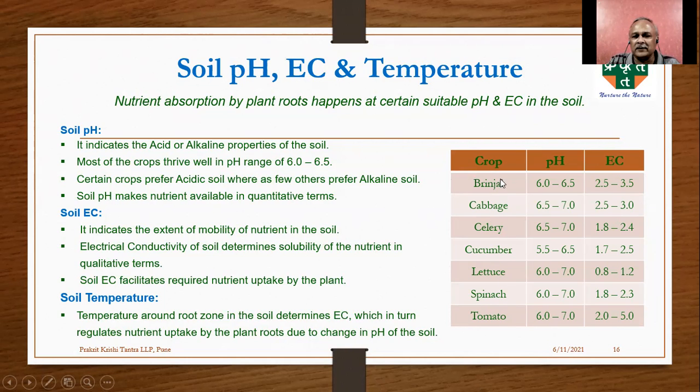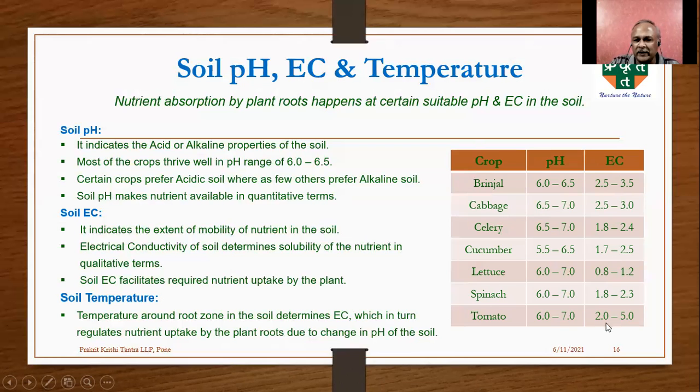So here, taking the example of a few vegetable crops, just for example, you can see the suitable pH range and the suitable EC range, electrical conductivity range. And for all crops, it is not the same, not the pH, not the EC. So if you know the electrical conductivity of your soil, it is very good. But if you don't know, at least you can know about the water EC level. That also will be sufficient. And accordingly, you can plan your plants.